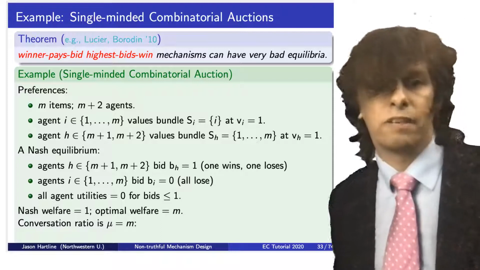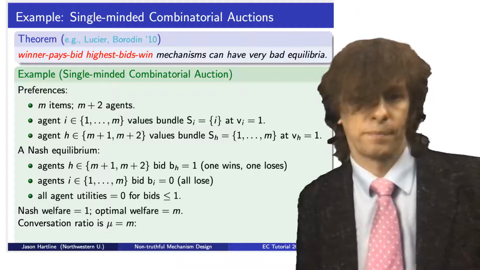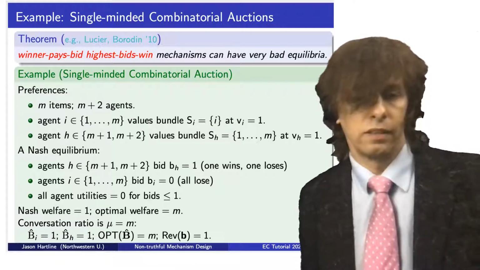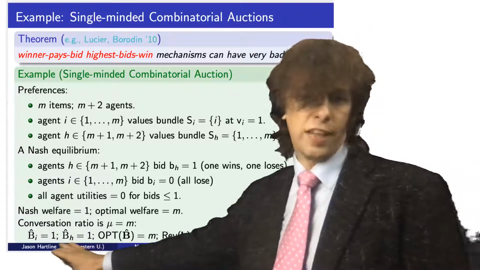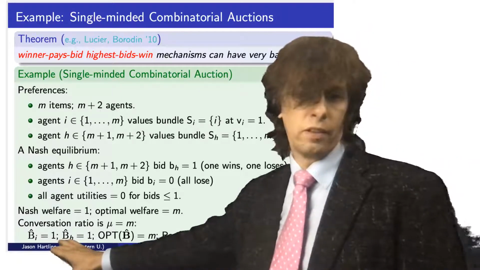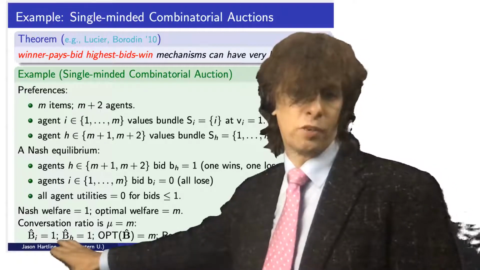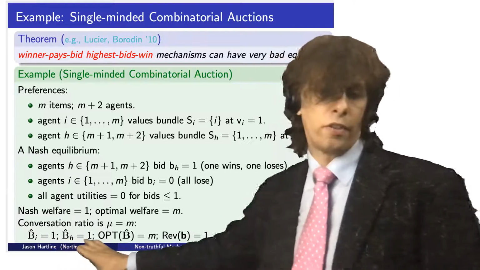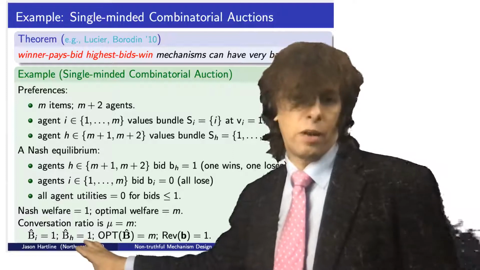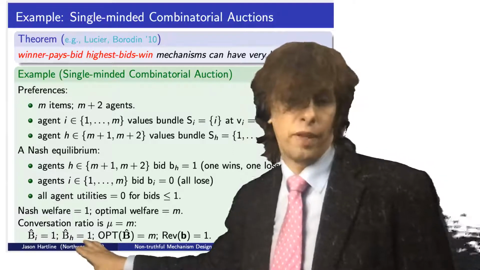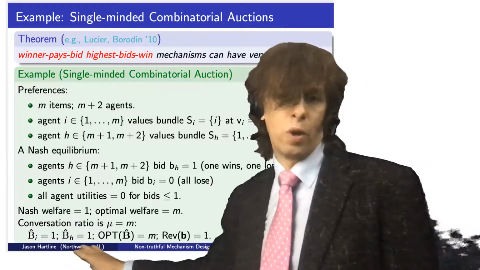Great. I claim the conversion ratio of this auction is mu equal m. Let's look at the critical bids. What do all the little agents i have to bid in order to win? Well, if any of them bid above 1, suddenly they're the winner, and so their critical bids are all 1. What are the critical bids of the bidders with value h? Well, likewise, because there are 2 of them, they have to bid above 1 to win. So all the critical bids are 1.